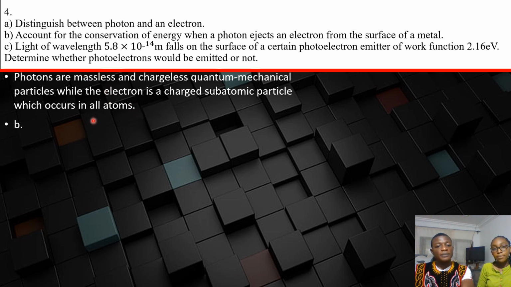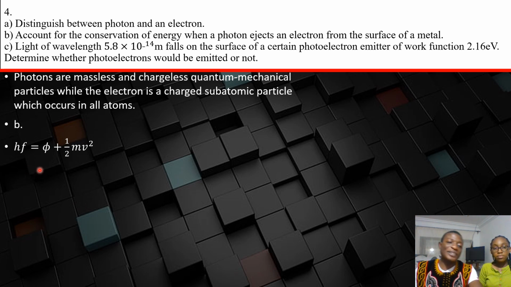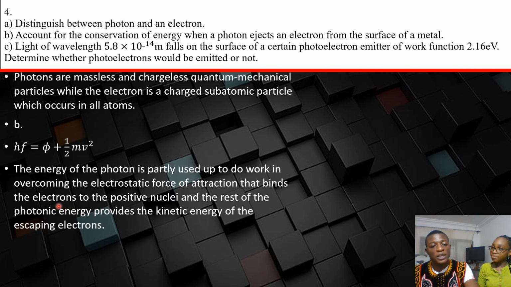B part says, Account for the conservation of energy where a photon ejects an electron from the surface of the metal. Okay, so of course the famous Einstein's photoelectric equation, hf equals work function plus the kinetic energy of the ejected photoelectrons. So of course you realize in here that the energy of the photon is partly used up to do work in overcoming the electrostatic force of attraction that binds the electrons to the positive nuclei, and the rest of the photonic energy provides the kinetic energy of the escaping electrons.